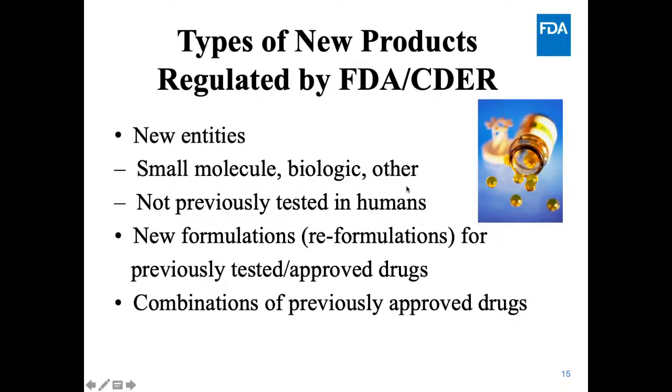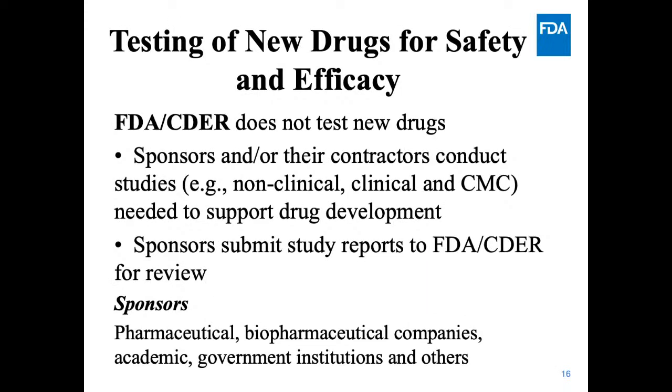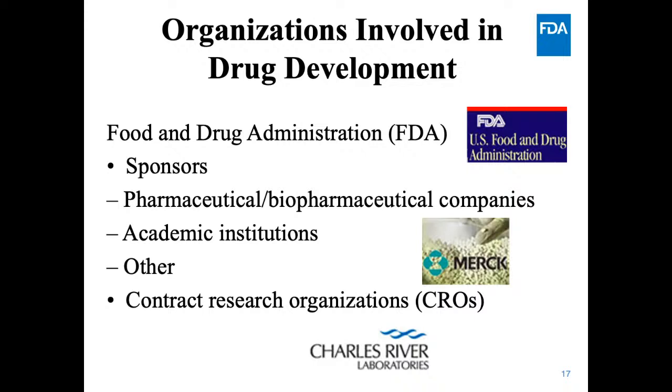So types of new products regulated by FDA CDER. These are new entities like small molecules, biologics, others not previously tested in humans, new formulations for previously tested approved drugs, and combinations of previously approved drugs. The testing of new drugs for safety and efficacy is not done by FDA CDER, which does not test new drugs actually. Sponsors or their contractors conduct studies needed to support drug development, and the sponsor submits study reports to FDA CDER for review. Pharmaceutical and biopharmaceutical companies, academic and government institutions, and others are dealing in that.